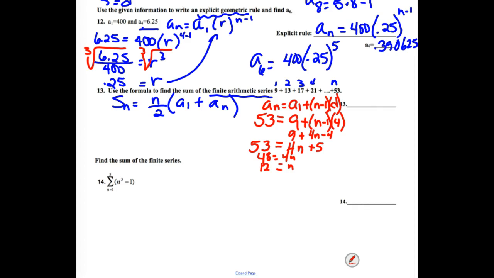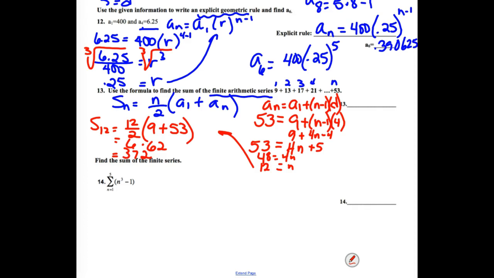Now we can go back and figure out our sum of those 12 numbers. We are pairing up 12 numbers, so we're going to get 6 pairs, and each pair has the same sum: first term plus last term. Our first term was 9, our last term was 53. So we have 6 times what? 6 times 62 is how much? Good. Agree, disagree, 372?